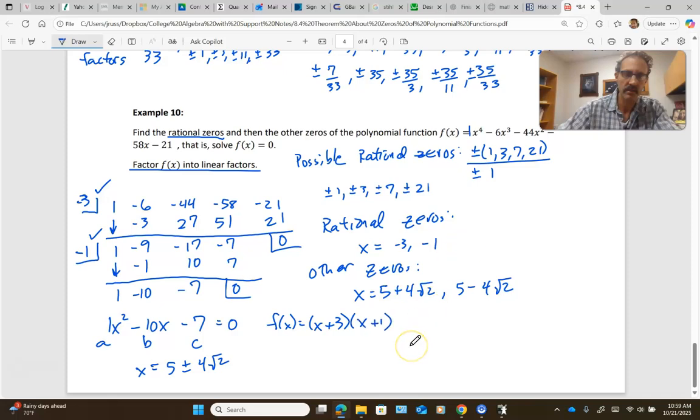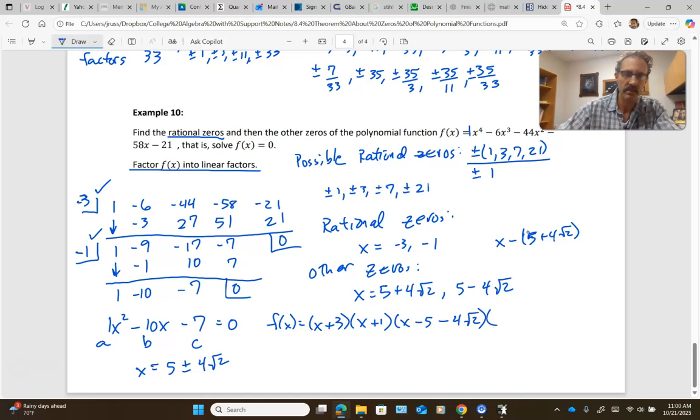Okay? Now it gets a little tricky when you run into these irrational zeros because they actually have two pieces. So if 5 plus 4 square root of 2 is a 0, then technically x minus (5 plus 4 square root of 2) is a factor. But notice, when we're subtracting this, it has two parts. So you distribute that negative. So our linear factor will become x minus 5 minus 4 square root of 2.